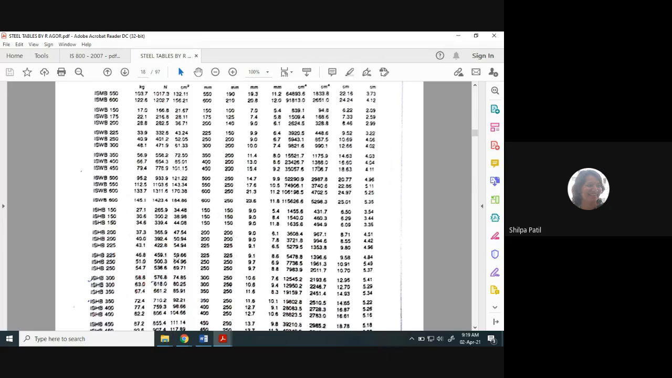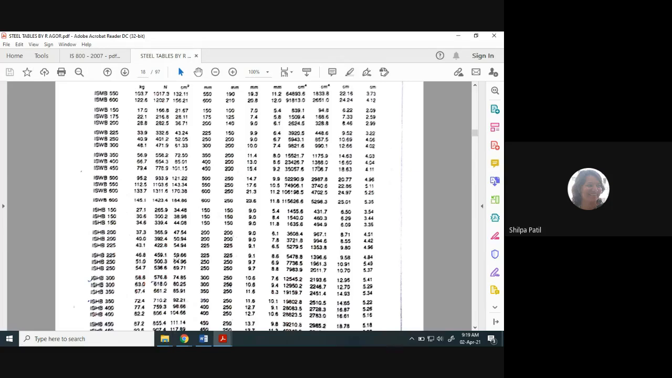If your slenderness ratio is lesser, the FCD value will be higher. The slenderness ratio depends on the length of the member. If the length is higher, obviously your slenderness ratio, L by R, will be higher. If the length is lower, for the same given section, your slenderness ratio will be lower and ultimately your FCD value will be higher. So in this fashion you have to think a little bit when you select the section, if the length of the section is higher.